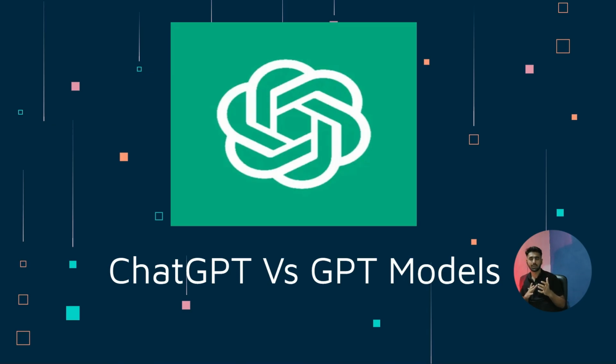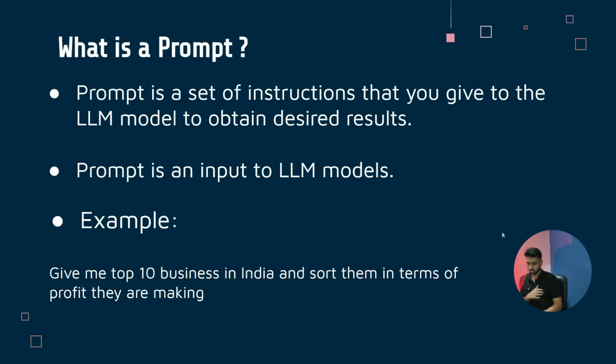So now you have understood the difference between ChatGPT and GPT models. Now we will move towards prompting. So what is a prompt? As I said, a prompt is nothing but a set of instructions you give to GPT models so that it can return you some text back, or anything that you are asking for, right? So it is nothing but an input to an LLM model. It goes through your prompt, analyzes what you are really asking, and gives the answer in return.